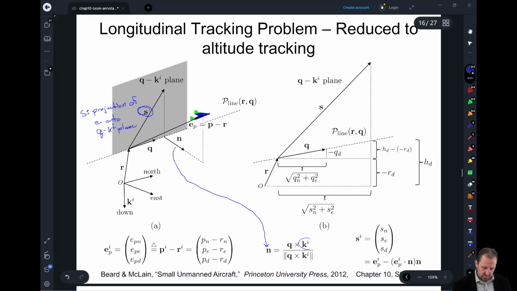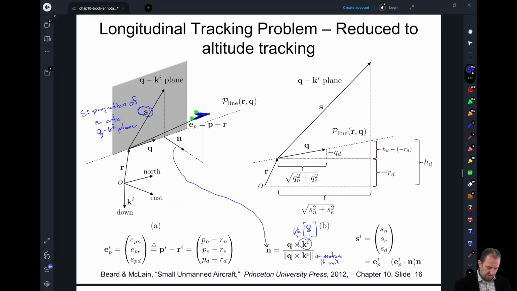And note that since we're crossing Q with Ki, which is just equal to 0, 0, 1, right? That's going to be in the I frame. So that's going to simplify things just a little bit. And we'll get to that here in a minute. But anyway, so we can define the normal to our plane quite easily. Since it's the QKI plane, we just take Q cross Ki, and then we divide by the magnitude. This makes it a unit vector. So we get the unit vector out.